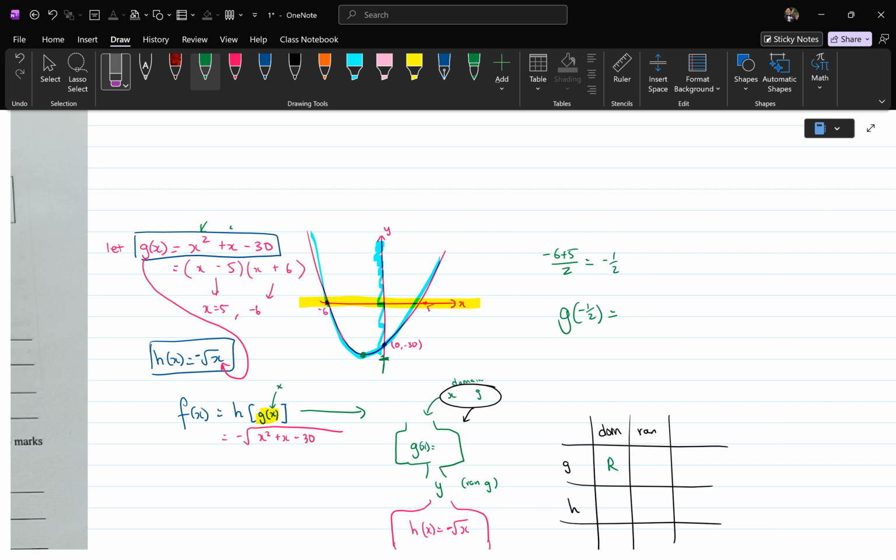But anyways, g of negative half, so I'm going to sub in negative half squared.